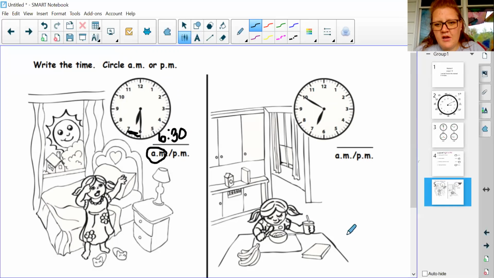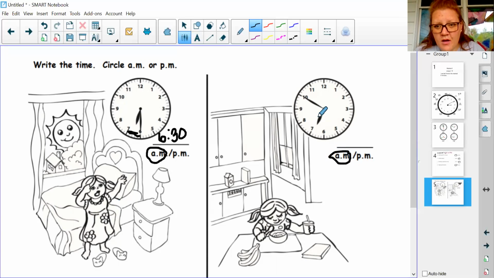Okay, here it looks like she's eating something that's got a bowl. She's got some juice, a banana. So what do you usually eat in the morning after you get up? Breakfast. So is breakfast AM or PM? AM.